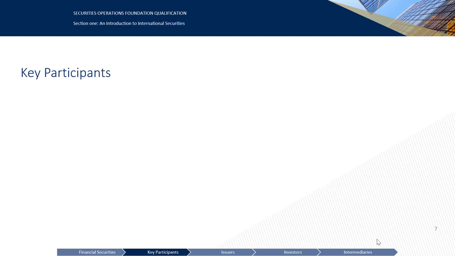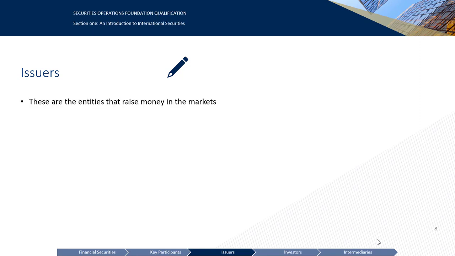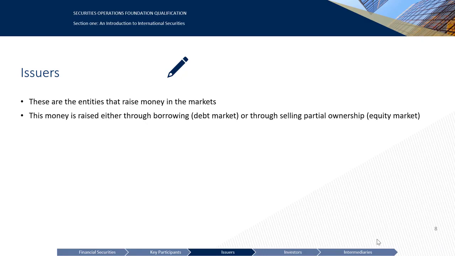Let's look at who are these participants. They will fall into 3 categories: issuers, investors, and intermediaries. Let's look at each of these in turn, starting with the issuers. As we saw in the diagram, these are the ones wanting to raise funds, raise money in the market. They can do this in either of 2 ways. They can borrow money, as we showed in our example, but alternatively, they could issue equity, sell part of themselves.